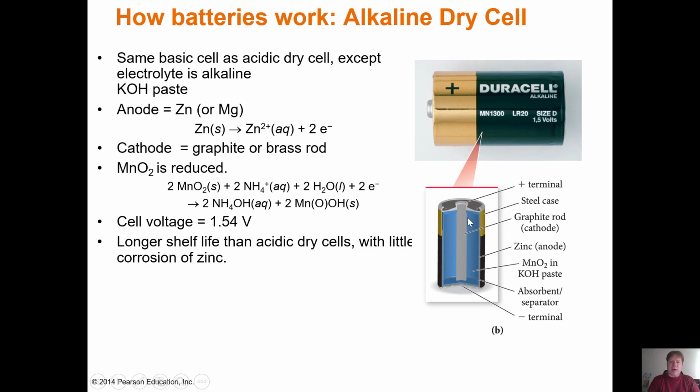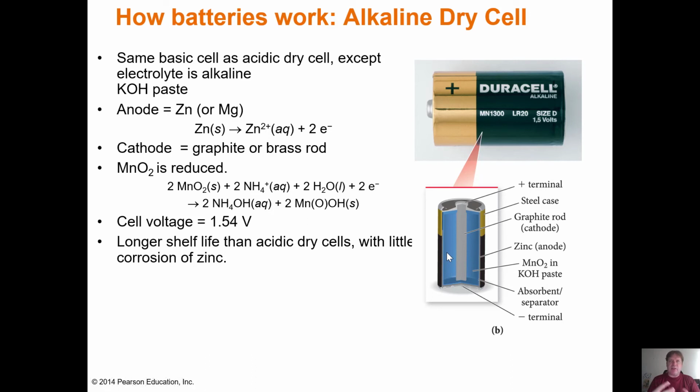And then close to the graphite rod, we have this other reaction occurring where we're changing the oxidation state of the manganese. So it is a solid as that's taking place, and it's surrounding basically the cathode.